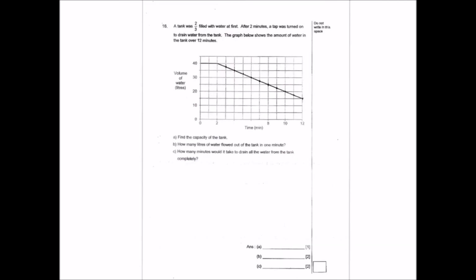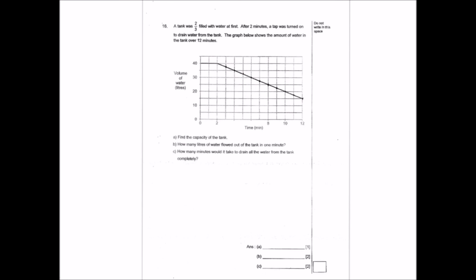Question 16. A tank was 2/3 filled with water at first. After 2 minutes, a tap was turned on to drain the water from the tank. The graph below shows the amount of water in the tank over 12 minutes. A. Find the capacity of the tank. B. How many liters of water flowed out of the tank in 1 minute? And C. How many minutes would it take to drain all the water from the tank completely?